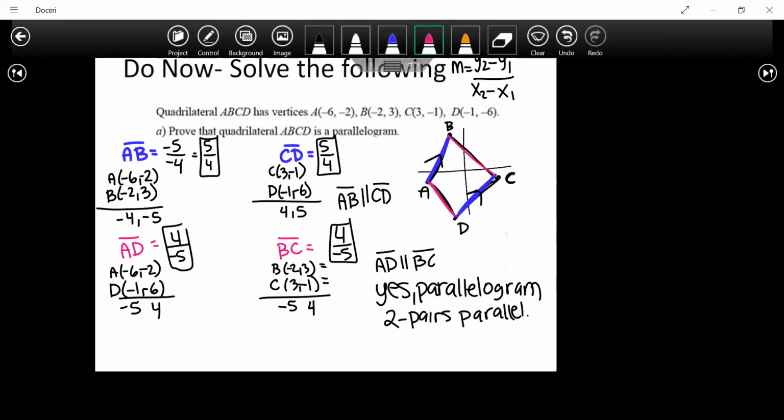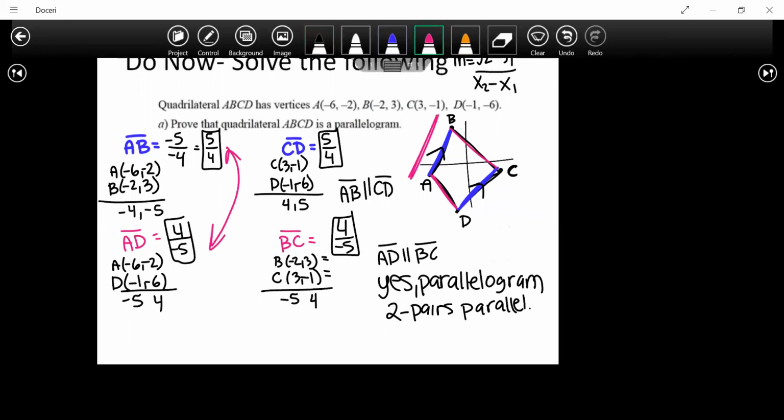But what about the top and bottom? What about the sides of them? Let's just look at the line AB and AD. Let's just look at the corner. Let's look at these two lines. What do those two have in common? 5 over 4, -4 over 5. Are they the same? Are they perpendicular? Yes, they are.